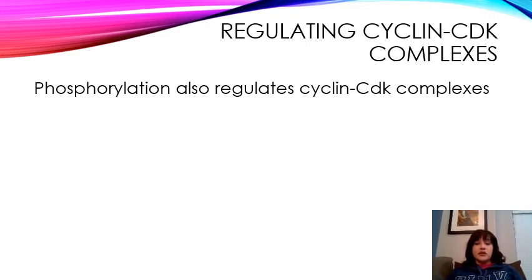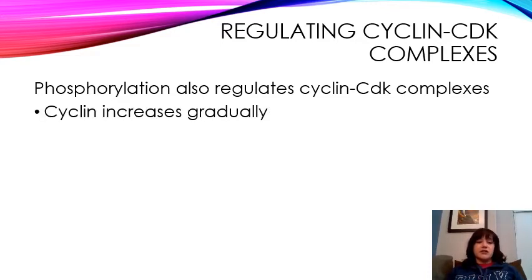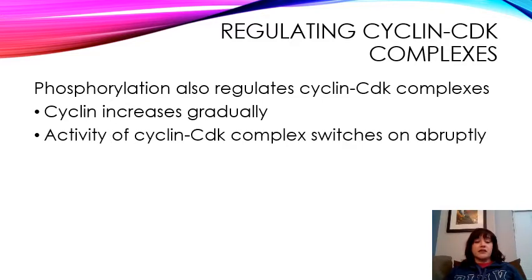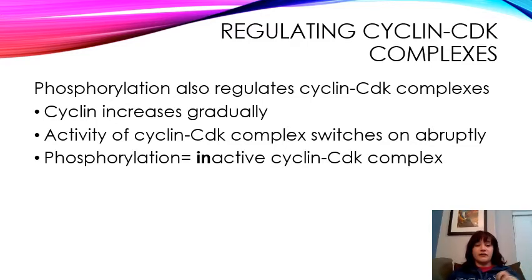In addition to cyclin having to bind CDK, phosphorylation is a second level of regulation for CDKs. So again, cyclin rises gradually. However, the activity of this cyclin CDK complex does not turn on gradually, right? It's on or it's off. And so we talked about phosphorylation as a molecular switch. It's a great way to turn on or off very decisively.